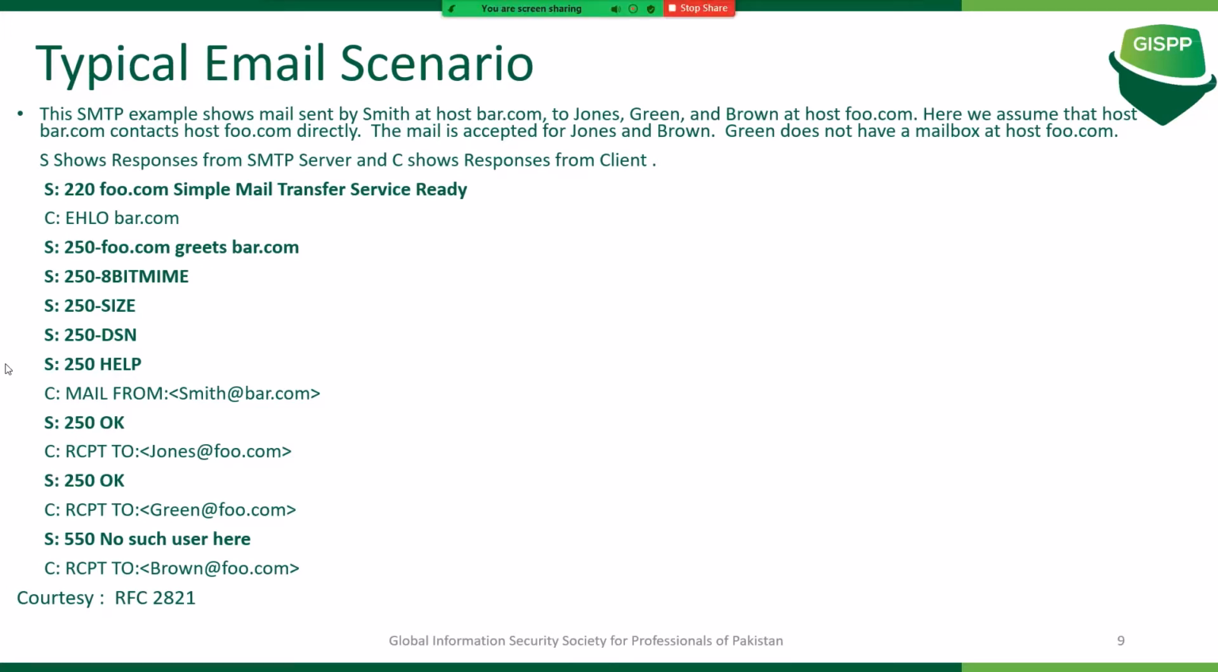First, the server sends a response. It says the service is ready. Then the client will say hello. EHLO is actually extended hello to this domain. Then the server will say, okay, you are welcome, and I support these extensions. There are 2 types of hello, which is HELO and EHLO. EHLO is extended hello, based on the SMTP protocol, and it gives you a bit more flexibility, because the server can announce what kind of things it supports. It can say I support 8-bit MIME, I check SIZE, I support DSNs. DSNs is about delivery status notifications, and I also support HELP. So the server announces that it supports all these.